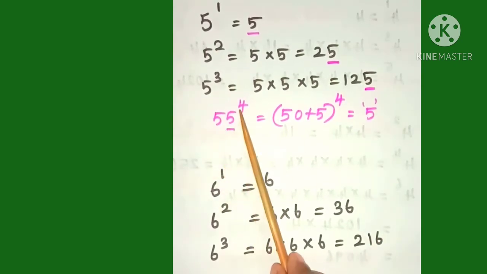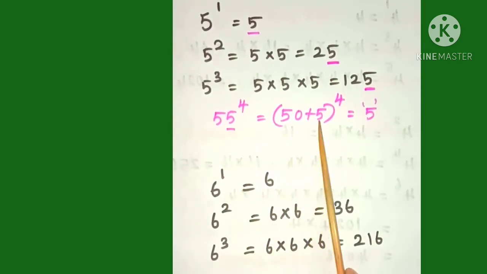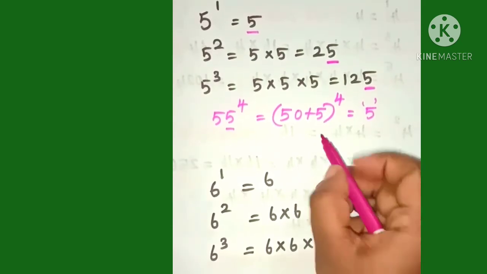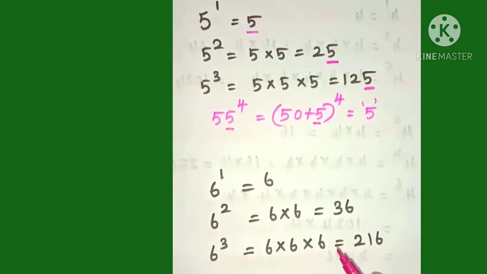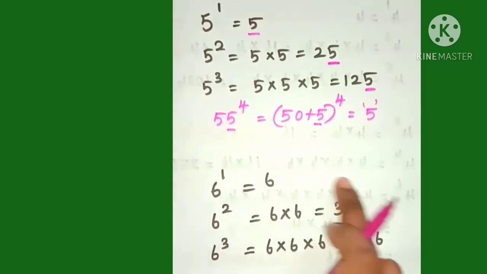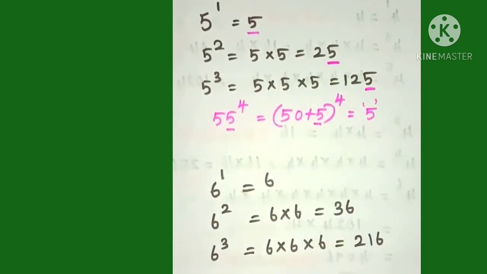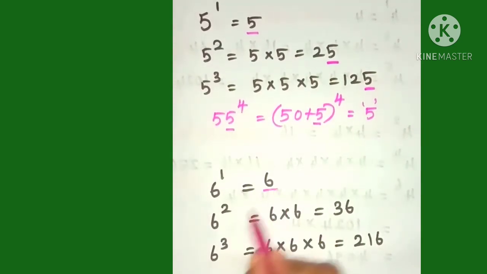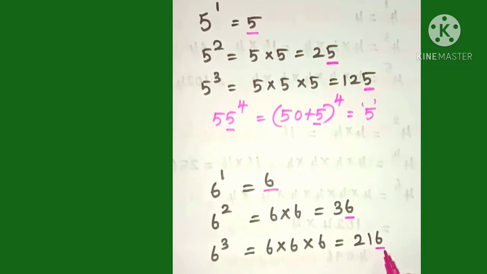Now for example, 55 power 4, we can write 55 as 50 plus 5. So here the unit digit of the number 55 power 4 is 5. So here observe the pattern in 6. 6 power 1 can be written as 6. 6 square is 6 into 6, 36. The unit digit here is 6. 6 power 3 is 6 into 6 into 6, which is 216. Here the unit digit, that means the last number of the expanded form, is 6.